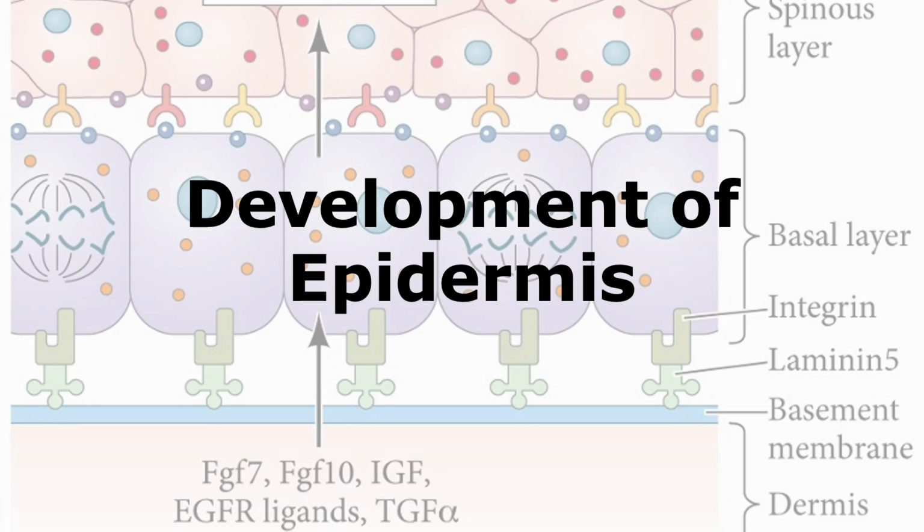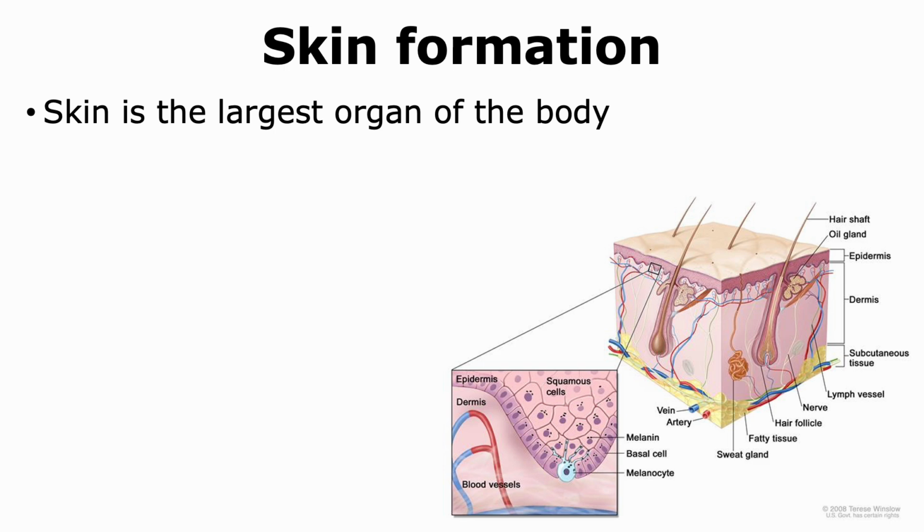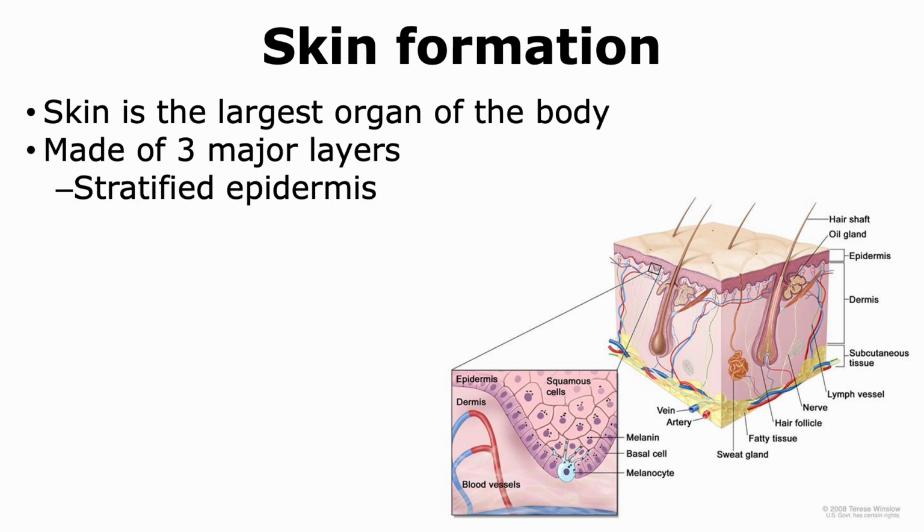In this talk, we will learn how the epidermis forms from the ectoderm and different ectodermal appendages that arise from the epidermis. The skin is the largest organ of the body, and it is made up of three major layers. The first one is called the stratified epidermis. When we look at the figure shown to the right, the epidermis is labeled in the blue box, and it is the topmost layer of the skin.